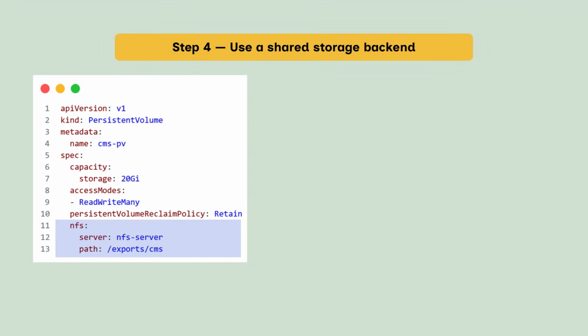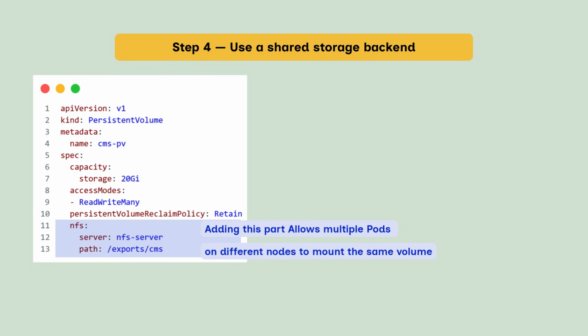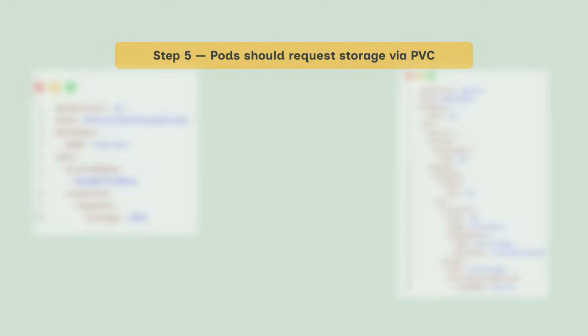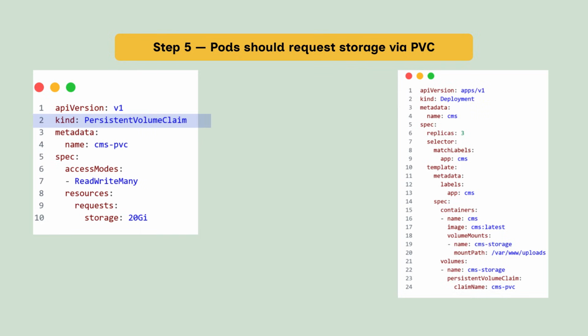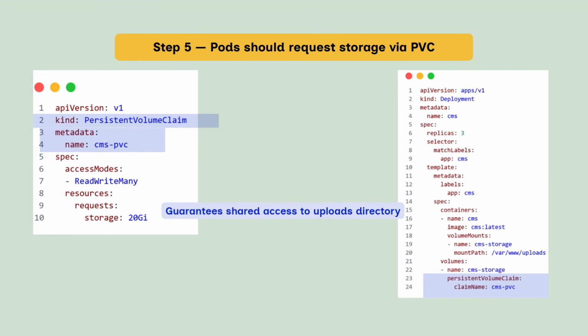Next, we use a shared storage backend. Adding this part allows multiple pods on different nodes to mount the same volume. Next, pods should request storage via PVC, so we add a PersistentVolumeClaim YAML. And in the pod YAML, we add this part. This guarantees shared access to the upload directory.